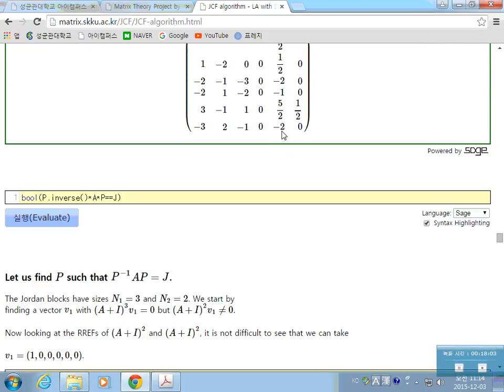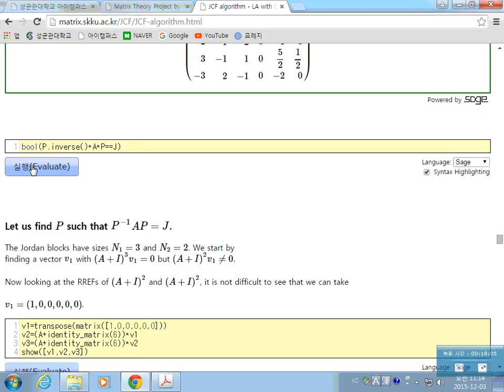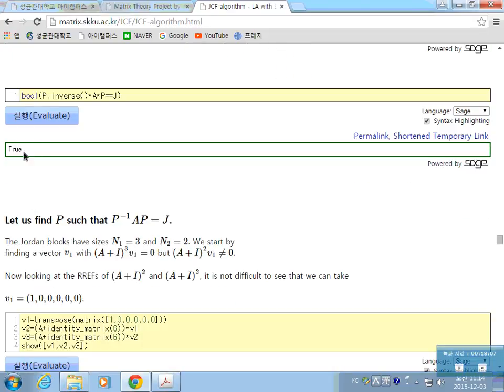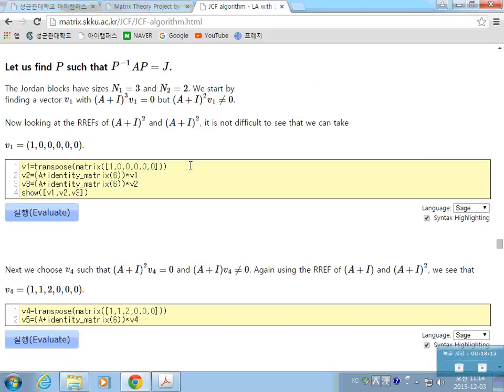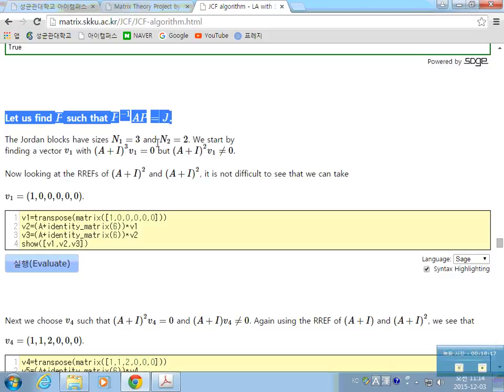So would you check that P inverse AP is J? That says it's true. So we have found the Jordan canonical form and the transition matrix P, which works. Next, this is a full detail of how to find the generalized eigenvectors of a given matrix.